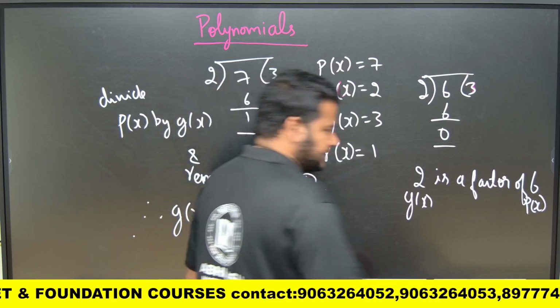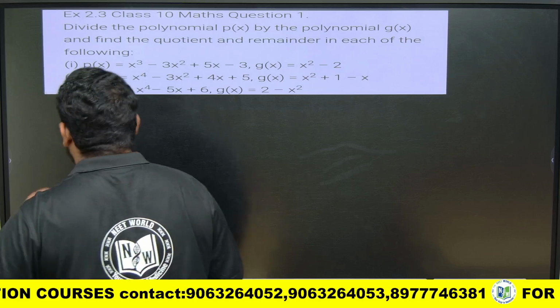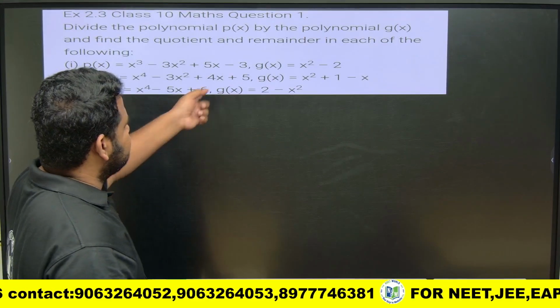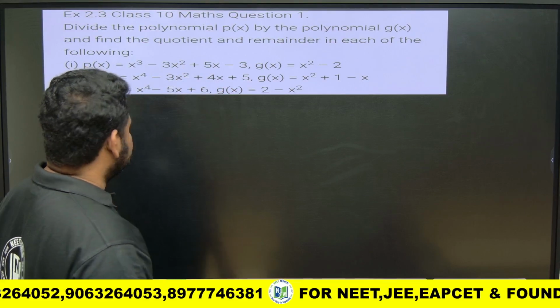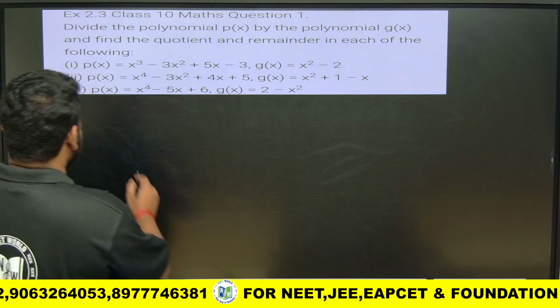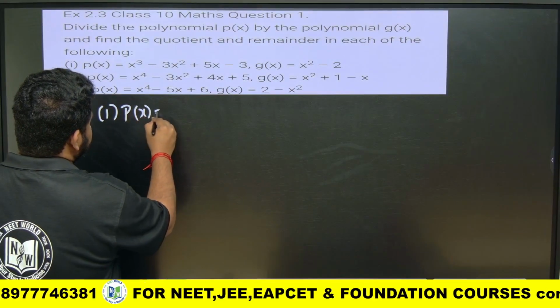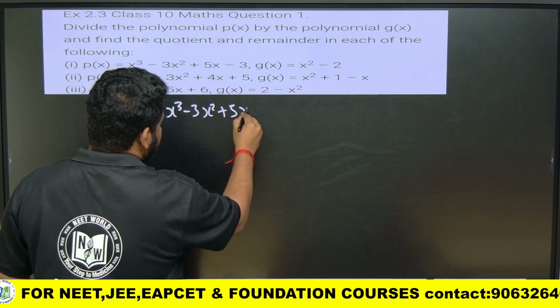Now, let us directly dive into the exercise and solve some questions. What is the question that they have given? Divide the polynomial p of x by the polynomial g of x and find the quotient and remainder in each of the following. The first question: p of x is given as x cube minus 3x square plus 5x minus 3.